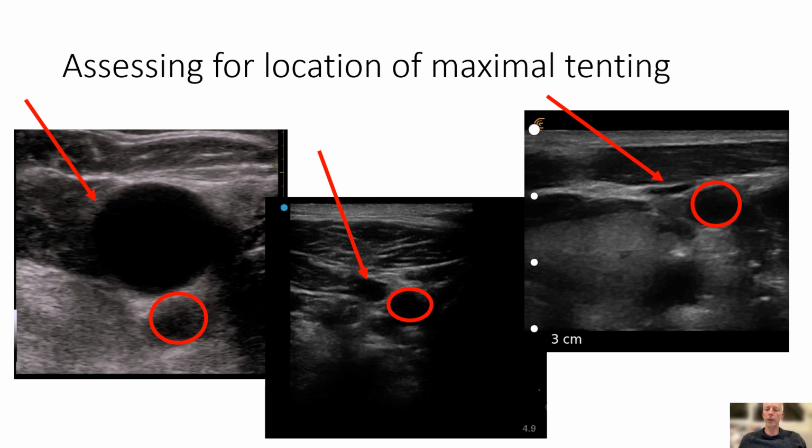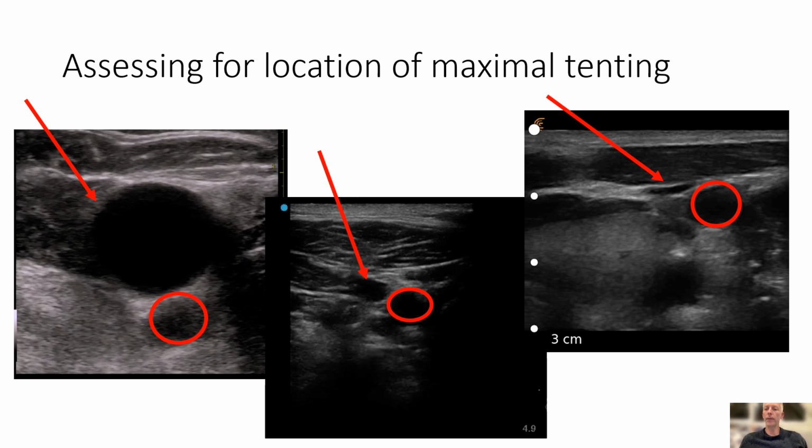The third component of the internal jugular vein assessment for central venous pressure is looking for the point of maximal tenting. This is the sono equivalent of the jugular venous pulsation seen on traditional physical exam. The point of maximal tenting is the superior margin of the column of blood extending from the right atrium.